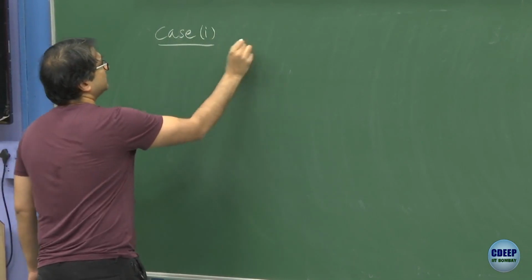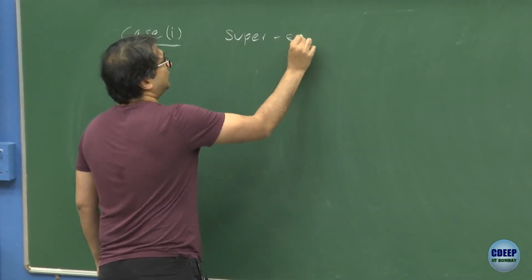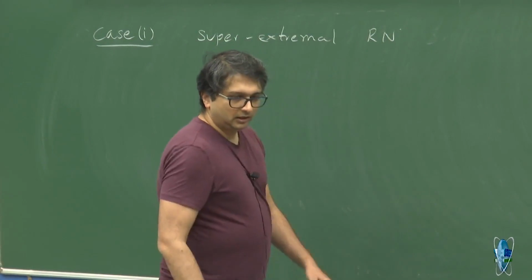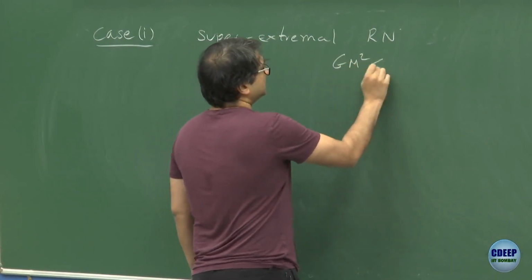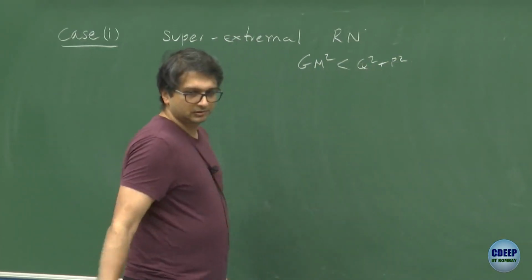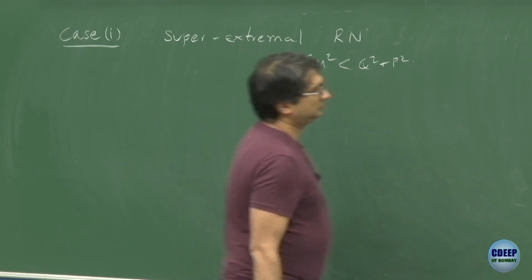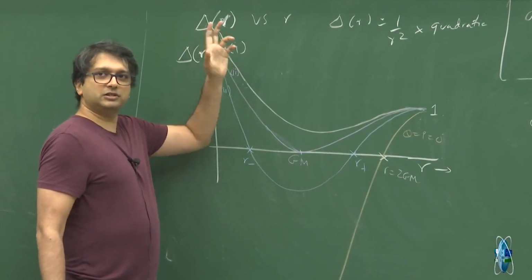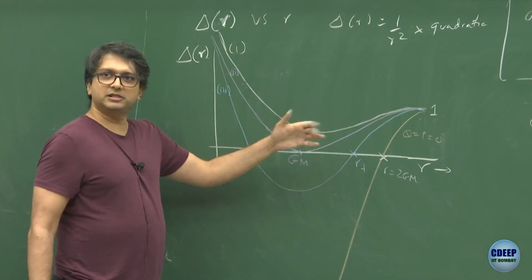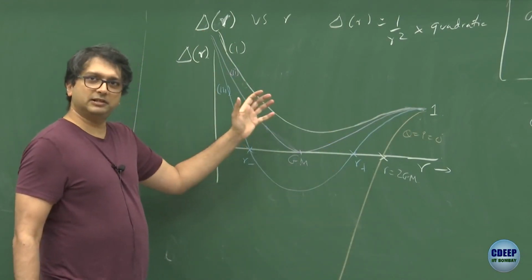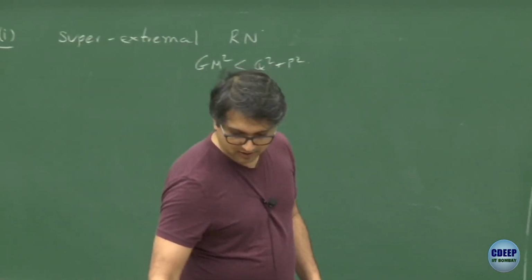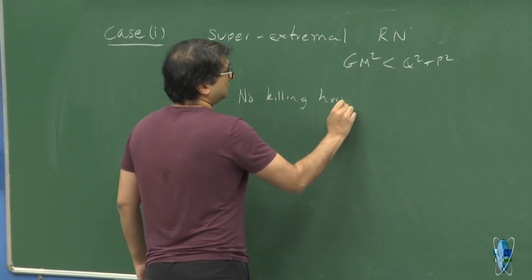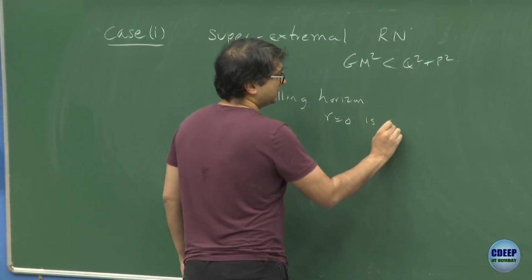So first we'll look at case one, which is the super extremal Reissner-Nordström black hole, in which case GM squared is less than Q squared plus P squared. And you see that delta is positive all the way down to r equal to 0. At r equal to 0 you have a singularity. The fact that delta never hits 0 means that you don't have an event horizon, which means that you're going to have a naked singularity in this case. So in this case there is no Killing horizon, but r equal to 0 is a naked singularity.